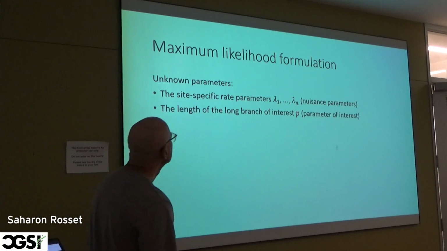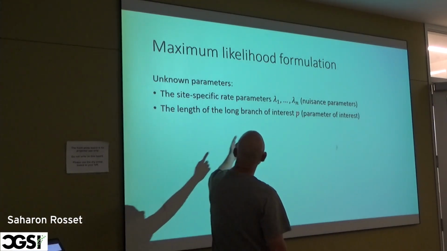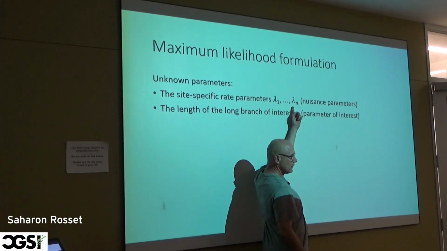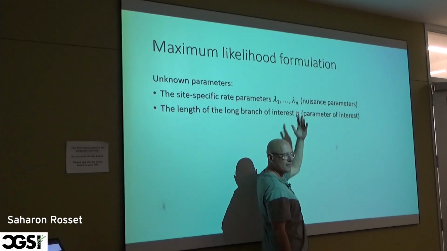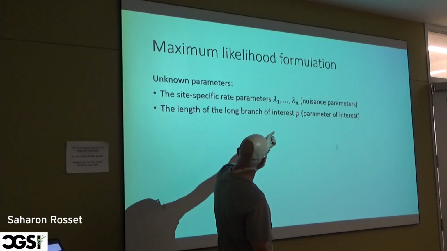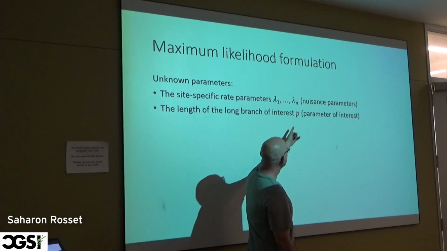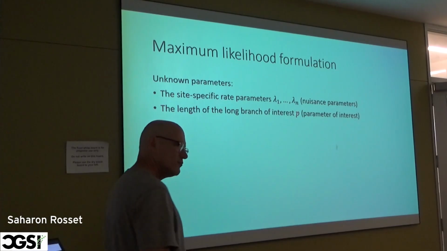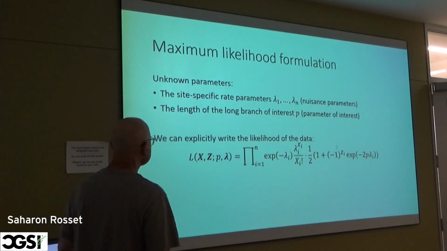So I can think of this as just a statistical estimation problem, and my unknown parameters are these rates at each site, which I'm not really interested in, but are unknown to me. So I can think of them as nuisance parameters for my problem. And then the length of that branch of interest, or the relative length of that branch of interest, which is really what I'm after, a simple transformation of the time to the most recent common ancestor.